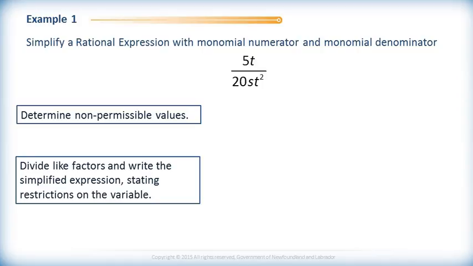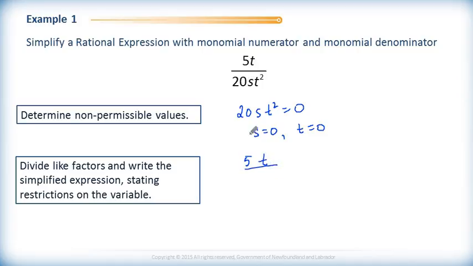Here's one with a monomial numerator and a monomial denominator. Now we have to determine non-permissible values first of all, but realize that 20st squared has to equal 0. We have two possible variables that could be equal to 0. They are s equals 0 and t equals 0. If either one of those is 0, then the whole denominator works out to be 0.